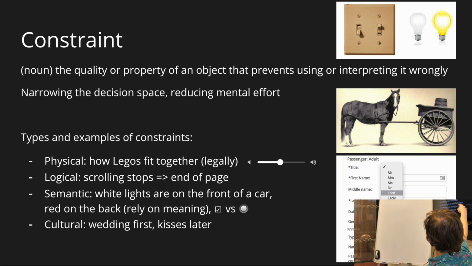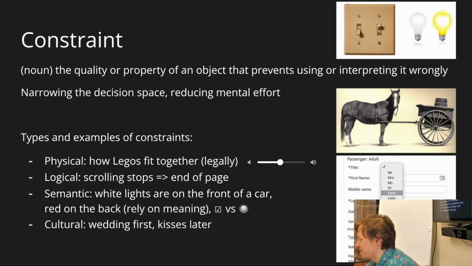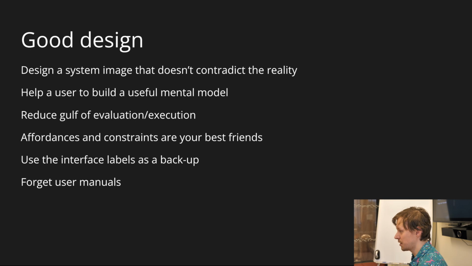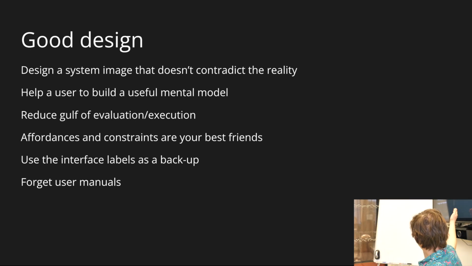And then there is the semantic constraint of up meaning on and down meaning off. Light is up, down is off, but not everyone follows that constraint, because I know some electricians who just press down, whatever. But light is on usually, or should be. Okay, so good design gives you a system image that doesn't contradict reality. It helps to build a useful mental model and reduce the gulfs of evaluation and execution. Affordances and constraints are your best friends. Labels as a backup, and forget the user manuals.